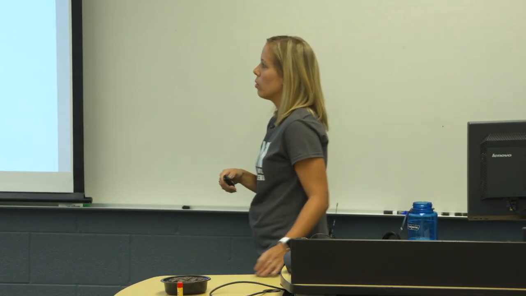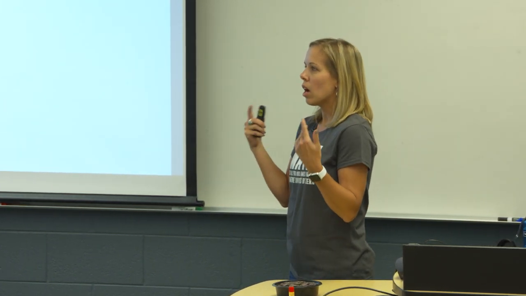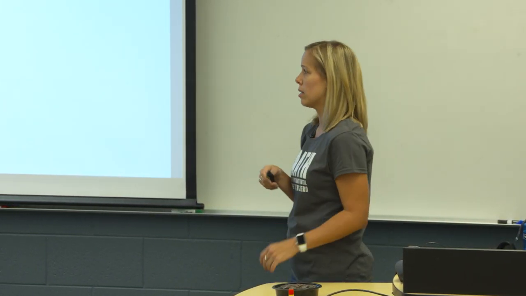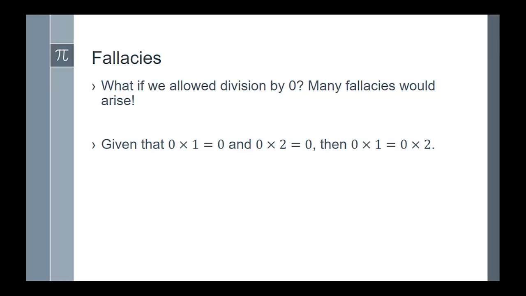Okay, so if we allowed division by 0, if we said, yep, you can do that, and we defined it as either equal to 0 or something else, a couple of fallacies would occur. Okay, so we know that 0 times 1 equals 0, and 0 times 2 equals 0. Any number times 0 is 0. Then, because they're both equal to 0, we can set them equal to each other. So 0 times 1 is equal to 0 times 2.